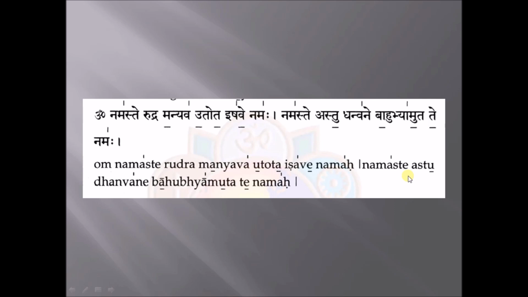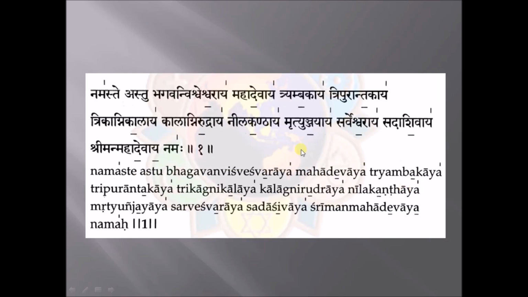Namaste astu dhanvane, bahubhyamutate. So a small pause in between the vowels. Even here, utota ishave, we give the pause. Another example: Namaste astu bhagavan. Pretty simple.